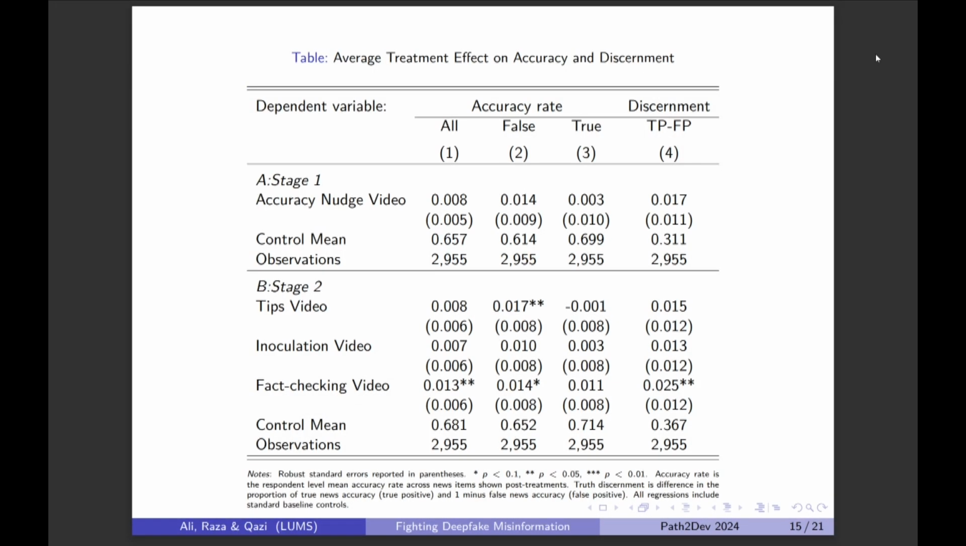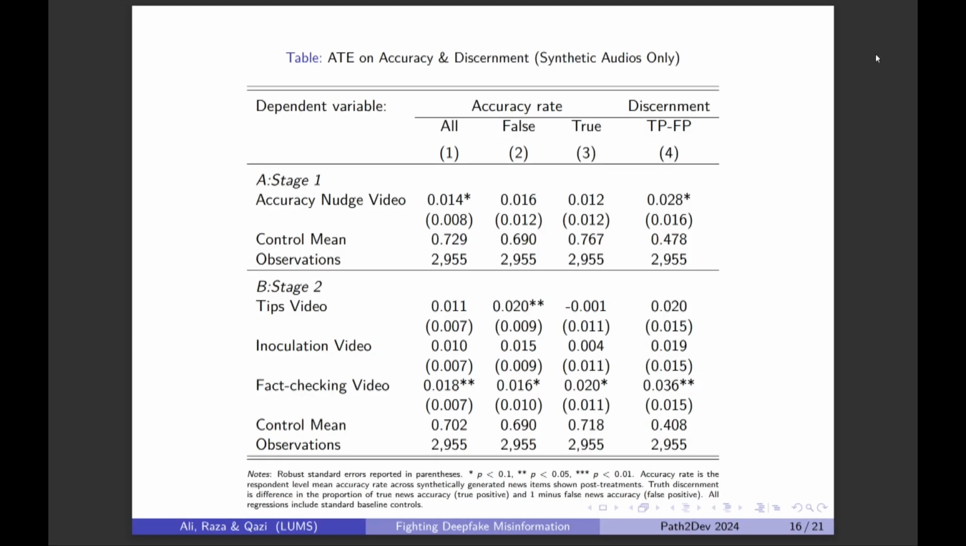Here are the treatment effects in a table, and as I said, the simplest treatment has no statistically significant effects. The tips video improves accuracy for fake news, does not change accuracy of true news at all. The inoculation video has no statistically significant effects. The fact-checking video, interestingly, has the largest effects. So it improves overall accuracy, it improves the accuracy of false news, and it also improves truth discernment, right? How good you are at discerning between true versus fake news.